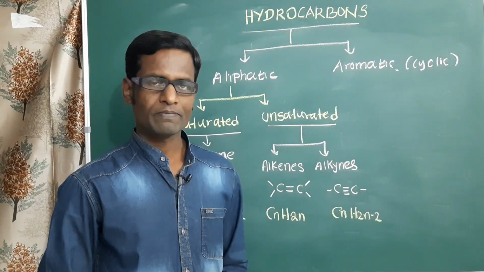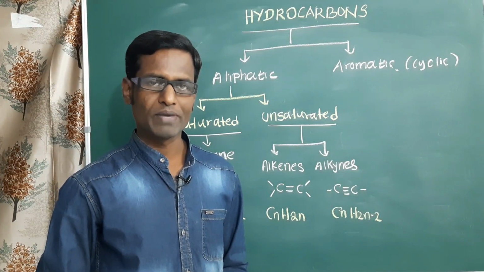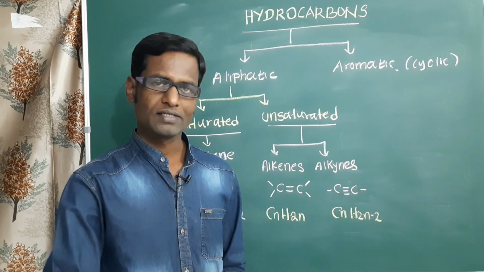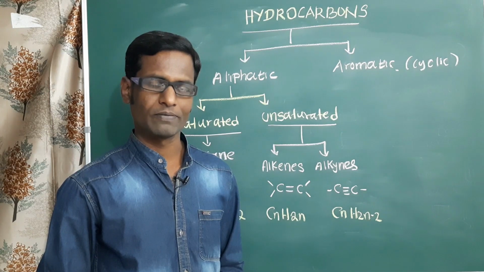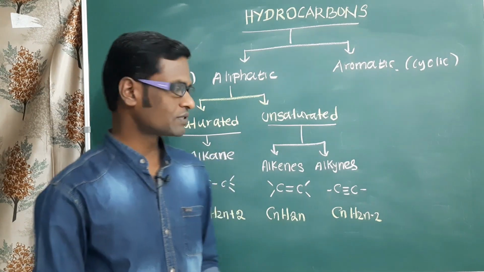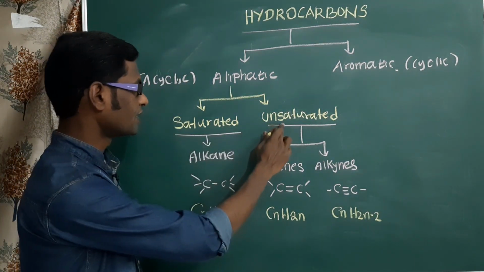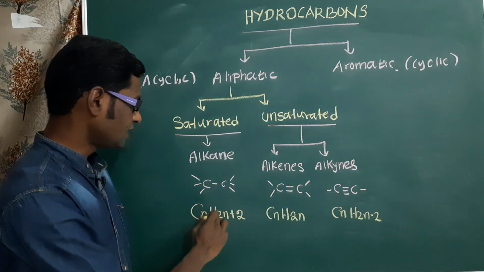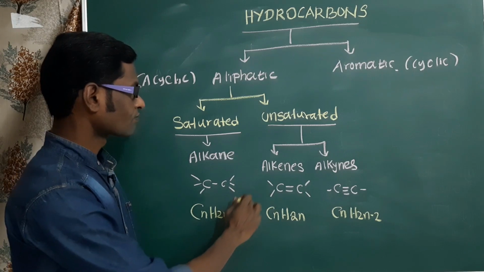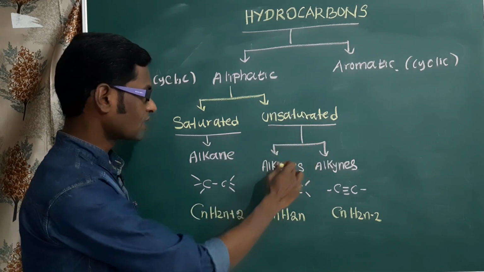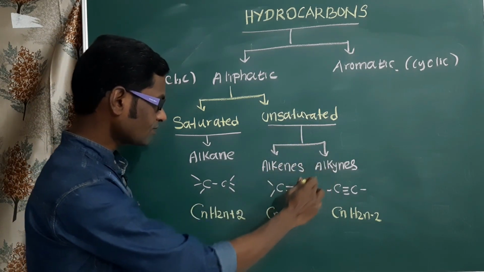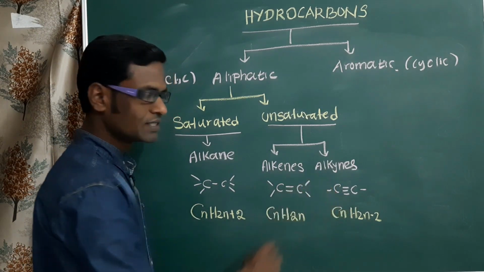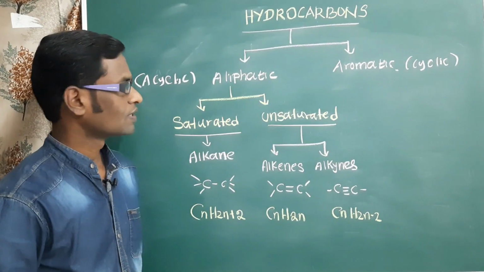I will repeat again. Hydrocarbons have two major classifications: aliphatic or acyclic compounds, and cyclic or aromatic compounds. Aliphatic will be two types: saturated and unsaturated. Example of saturated: alkane, general formula CnH2n+2. Unsaturated will be two types: alkenes and alkynes. General formula of alkene CnH2n, alkyne CnH2n-2.